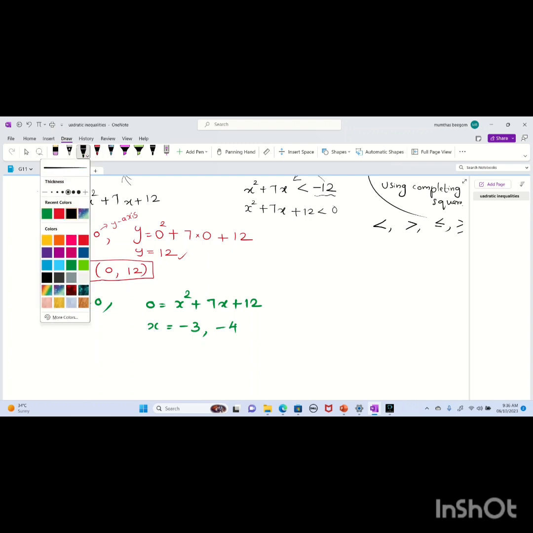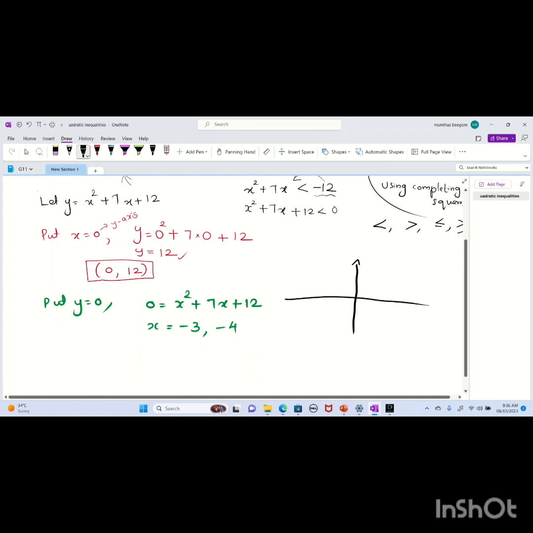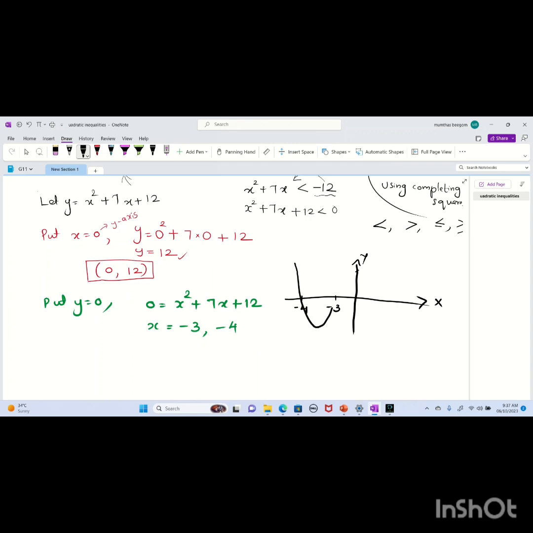So the curve will be, we have x and y axis. This is the y-axis and this is the x-axis. We have 2 points on the x-axis, which are minus 4 and minus 3. And on the y-axis, we have the number 12. So the graph will be going through these like this. So this is the graph. This is not exact, but it's okay because we are just sketching the graph. We got the shape of the graph.